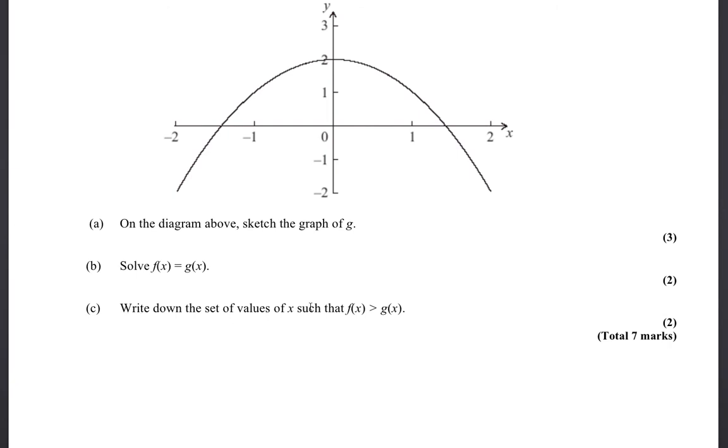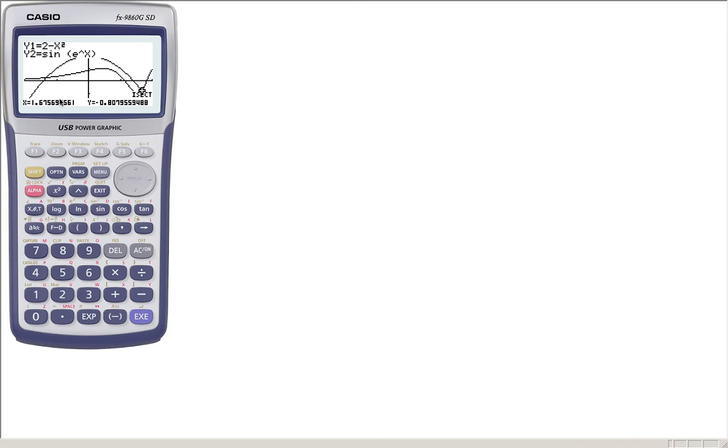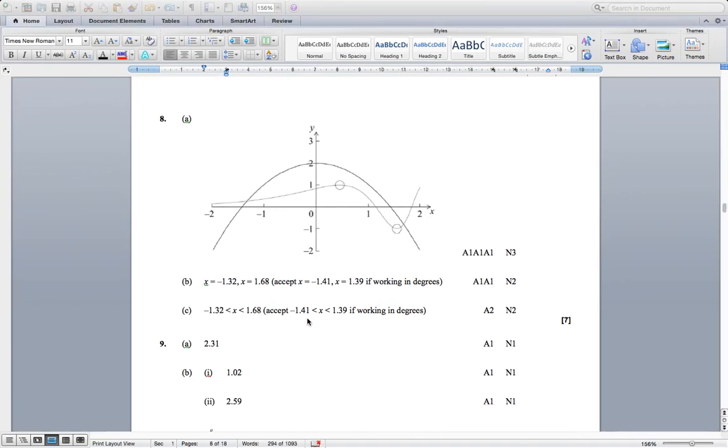The final subdivision in this question is write down the set of values of x for which f of x is greater than g of x. You can see that this is f of x and this is g of x. Between the two points of intersection, those vertical lines, the curve of f of x is above the curve of g of x, isn't it? So the solution is x between minus 1.32 and 1.68. You get 2 marks for that.